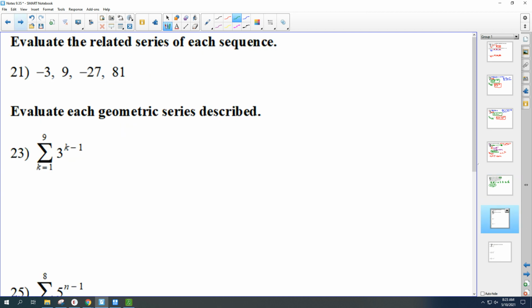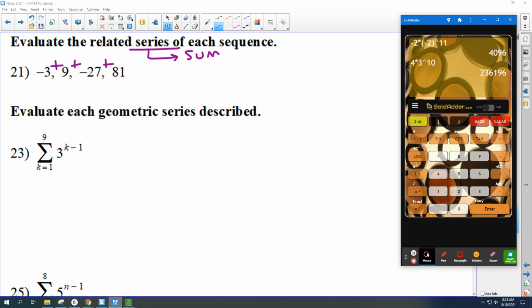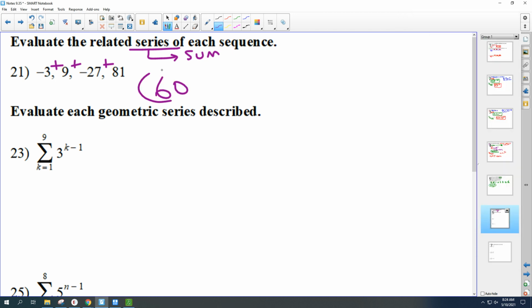Number 21 says evaluate the related series. So you've got to remember, when they say series, remember last time, they're talking about a sum. Series means sum. And so all I have to do is add these numbers together. 60. That's all I did was add them up. Series, add them up. The sum of those numbers is 60.